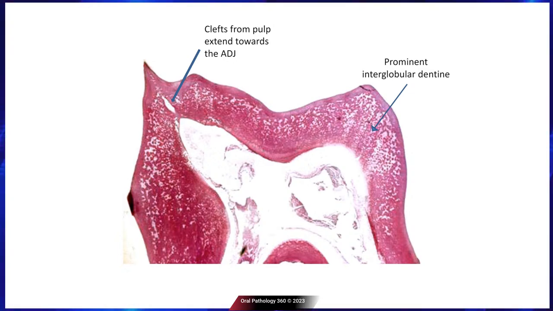The other thing that tends to happen are there are long pulp horns and clefts which extend from the tip of the pulp horn towards the amelodentinal junction. Now, if that's extending up towards an occlusal surface and the enamel at the base of the occlusal surface pits and fissures is not very thick, that's going to allow easy ingress of bacteria into the pulp, hence the early necrosis in the background of a very low caries rate.